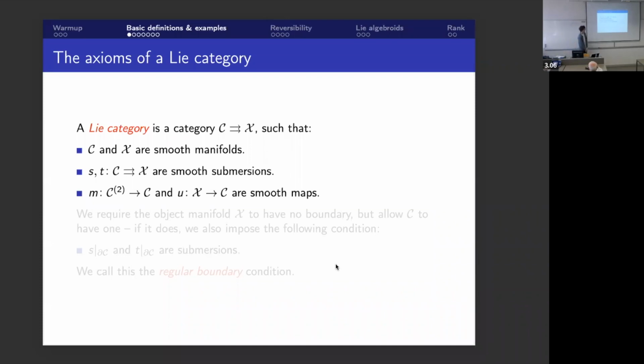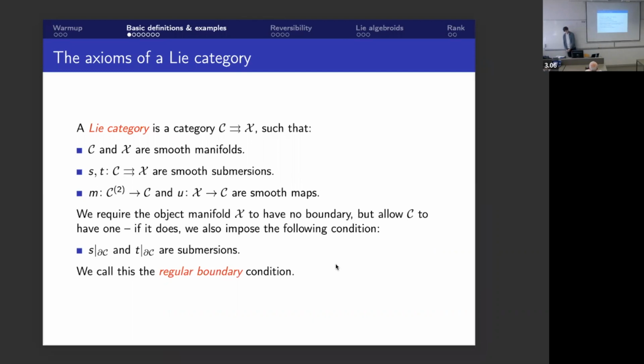And the last natural requirement would be that the composition map and the unit map are smooth maps, internal to the category of smooth manifolds, right?